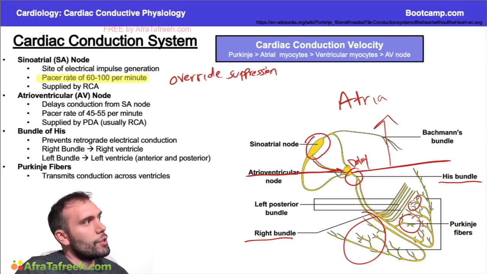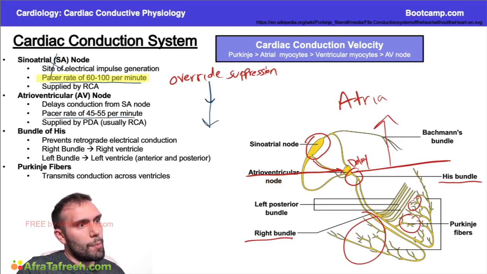Now, what I was saying earlier was that the SA node is going to have the fastest pacing rate. Okay, again, it's between 60 and 100 beats per minute. Now, if for whatever reason the SA node wasn't working the way that it should, the next fastest pacing rate would take over, which would be the AV node, okay, which has a pacer rate of about 45 to 55 beats per minute. And this would just continue to go down, right?